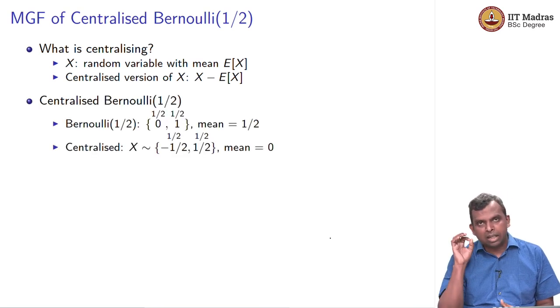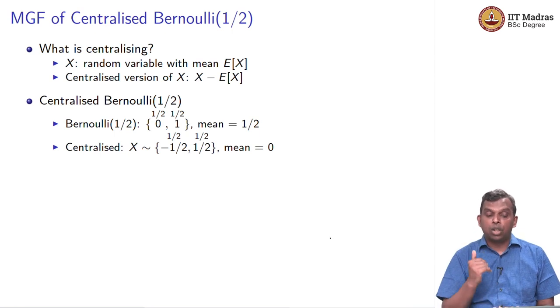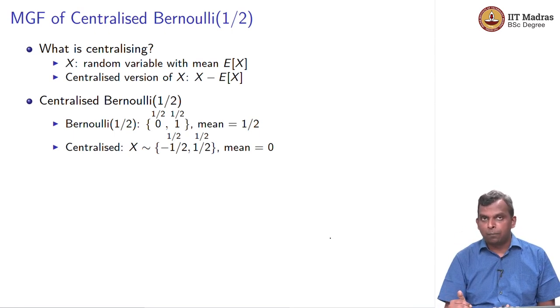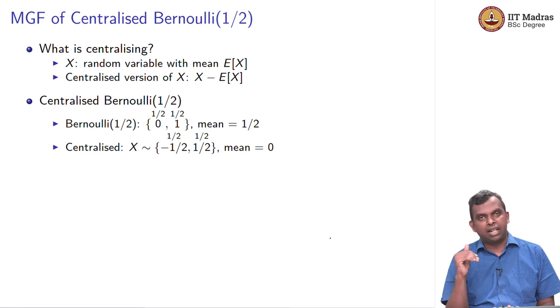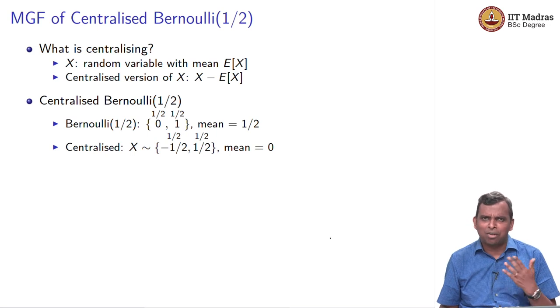So let's look at centralized Bernoulli half. Now Bernoulli half is 0, 1 with probability half each. Its mean is a half. Now when you centralize, I'm going to take Bernoulli and subtract a half from it. So x is going to be centralized Bernoulli half if it is minus half and half with probability half each, right? So this has got mean 0. Very simple, right? Nothing to be worried about. The Russian mafia is not yet involved, but still it's an easy enough exercise to do this centralization.